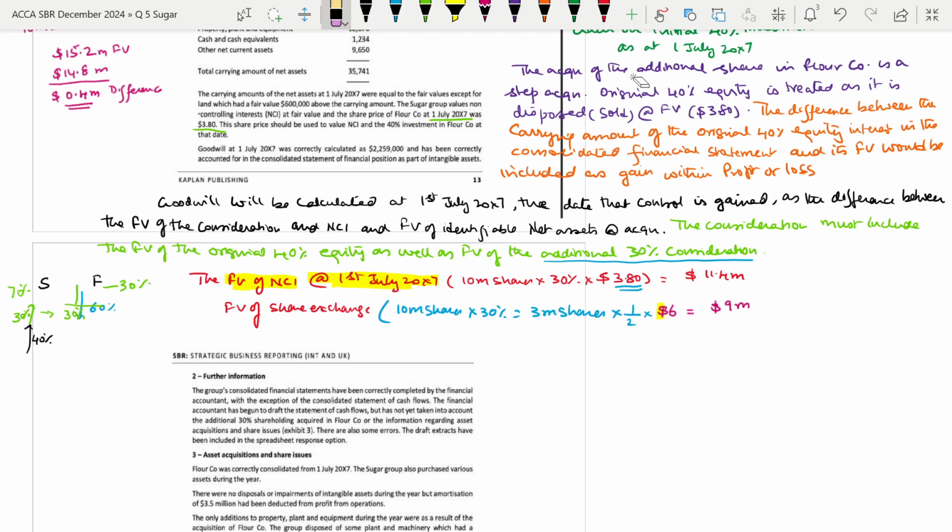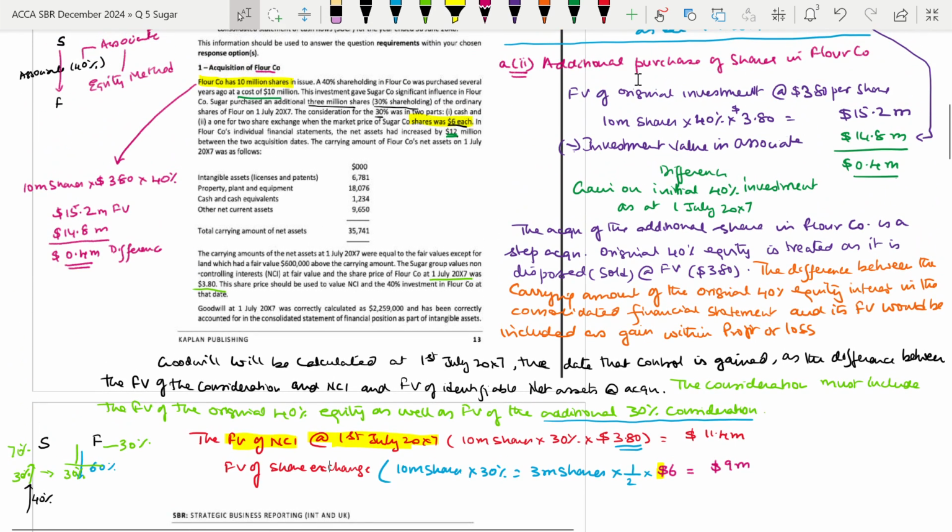Why are we calculating this? Please tell me. To get the goodwill. Okay, to get the goodwill. Fine. Now, they have mentioned very clearly what they have mentioned. Read, I will highlight this again.